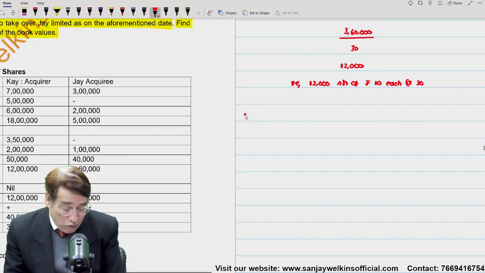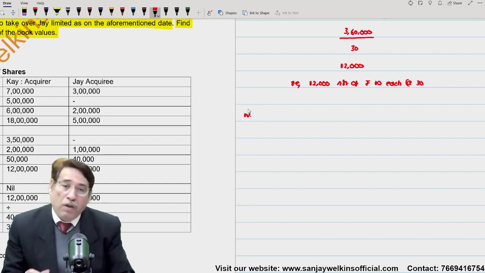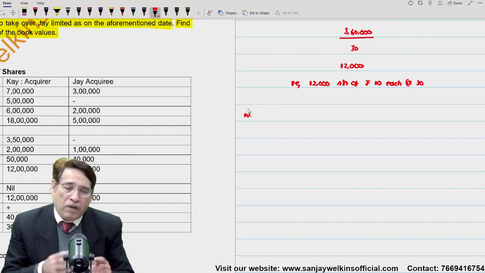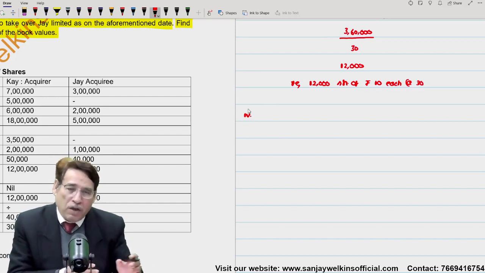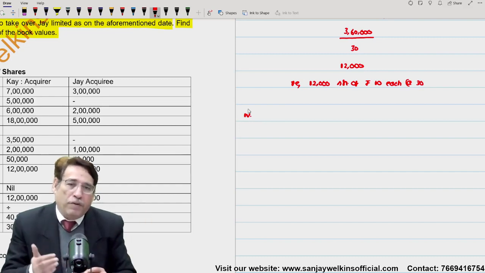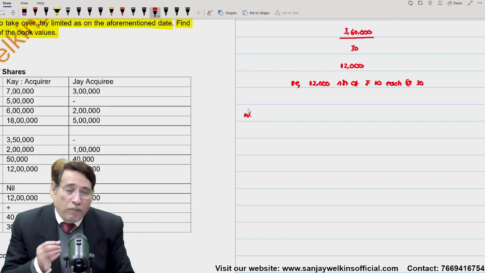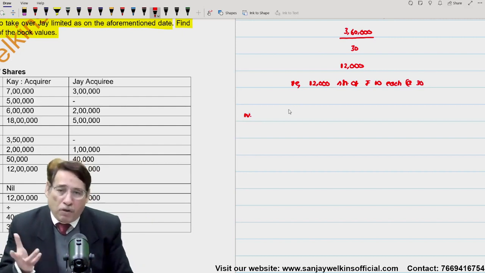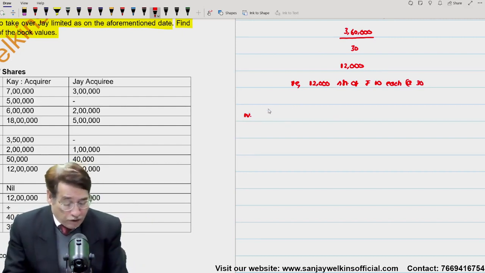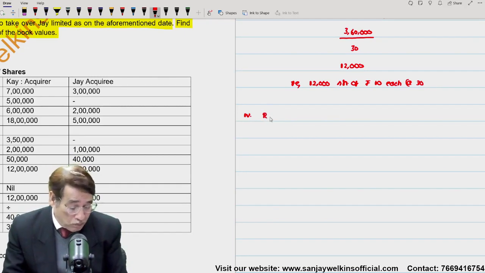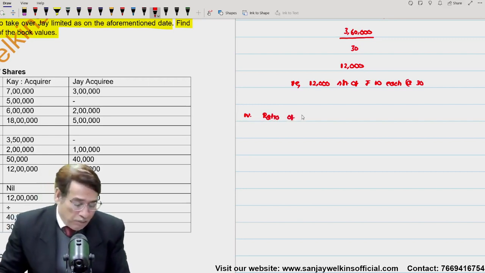Now the fourth point is, you have found out the amount of purchase consideration and how you are going to discharge it. You are going to discharge the entire purchase consideration by issue of 12,000 shares of 10 each at the rate of 30. But the question was asking you to compute the ratio of exchange. How are we going to compute the ratio of exchange in this particular case?